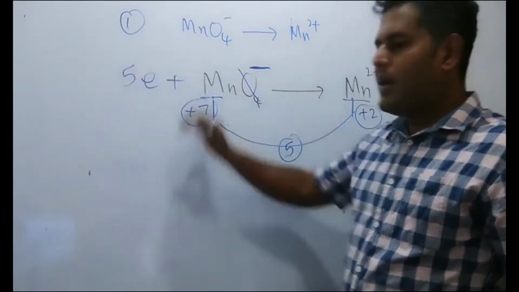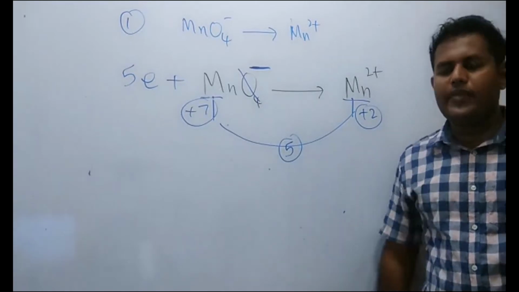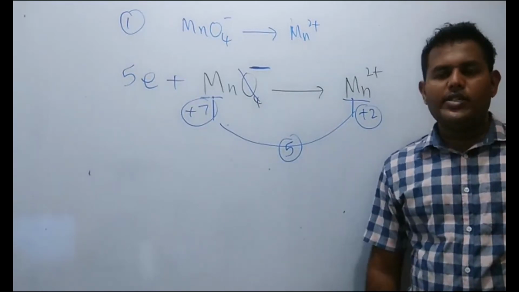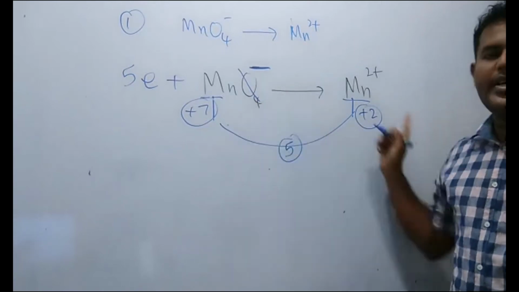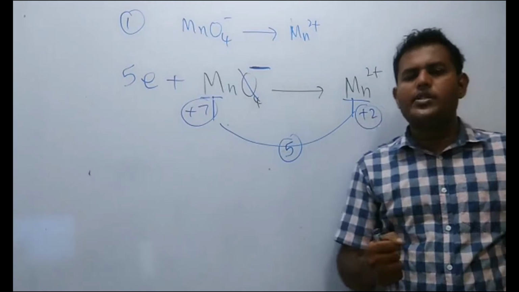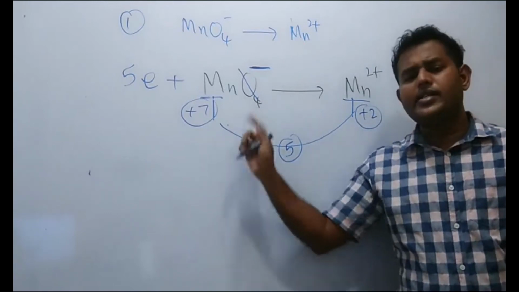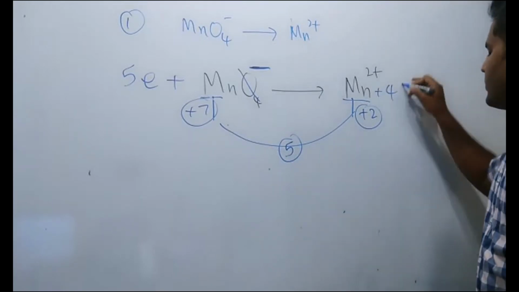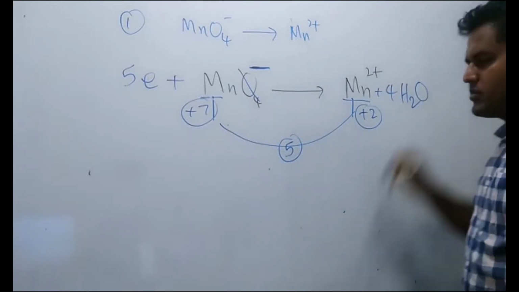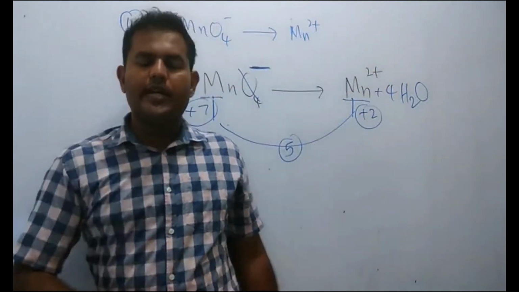Then is it balanced? No. It becomes imbalanced. Once you add electrons, then balance. Get the oxygen difference. See whether there's any oxygen difference. Yes. Here 4 oxygens, here no oxygens. In order to balance the oxygen difference, we have to add water. How many water molecules? 4 oxygens, we should add 4H2O. Then we should consider the hydrogen difference.